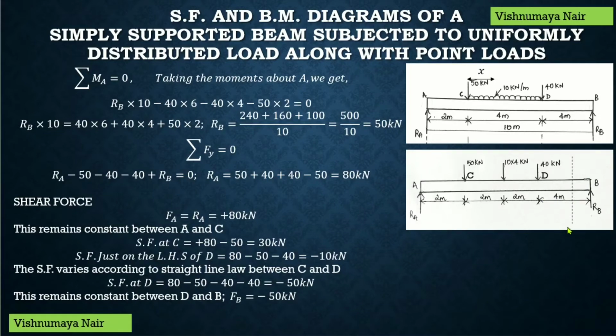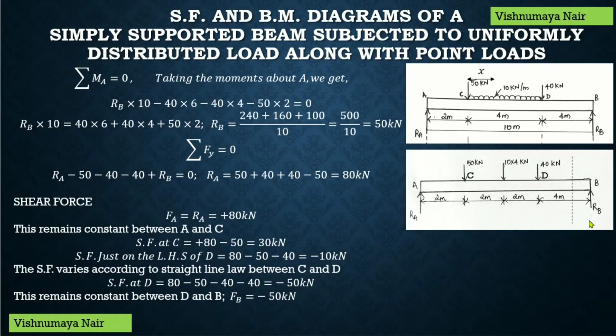You can even check it by considering a section between these two points. So, the shear force at this section will be equal to the algebraic sum of the forces present on either the left portion or the right portion of the section. So, you can consider the left portion of the section. On the left portion we have plus 80 minus 50 minus 40 minus 40, which is equal to minus 50. You can even consider the right portion.